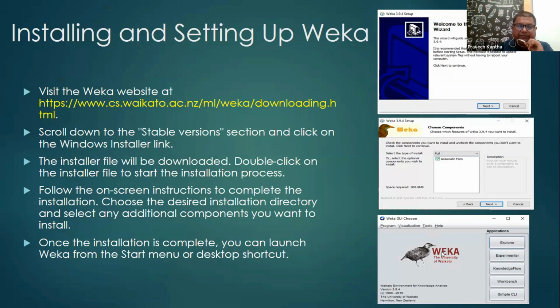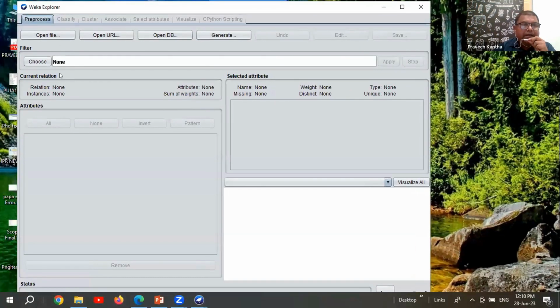This is the starting window of Weka. In the starting window there are many options available: Program, Visualization, Tools, and Help. We are doing all these things in the practical. Here different types of tabs are available. The first is Preprocess, then Classify, Cluster, Associate, Select attributes, Visualize, and so on. All the work is done when you open a file.